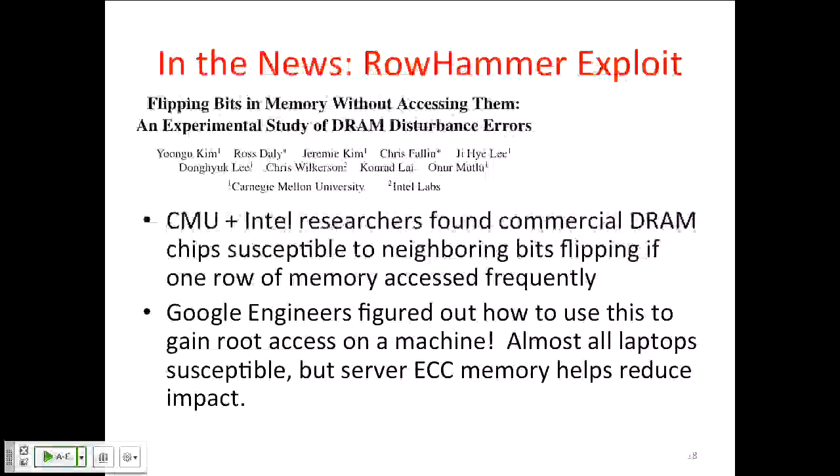They weren't quite designed to tolerate extremely high writes to a given area of memory. So if you actually wrote to a location repeatedly, you could flip neighboring locations. And recently, Google engineers figured out how to use this to gain root access on a machine. They could figure out exactly which bits you were in memory and hit a neighboring piece of memory and flip a bit that would give you access to a machine.